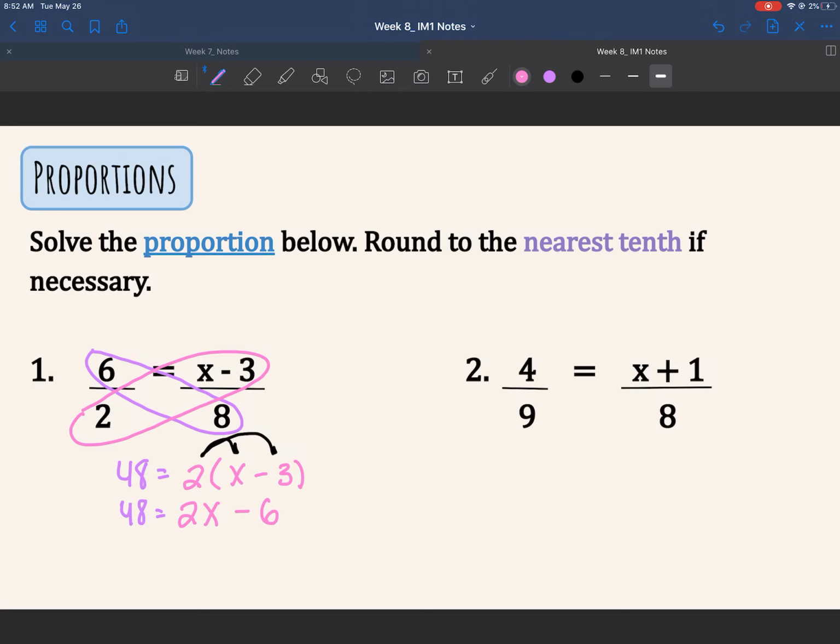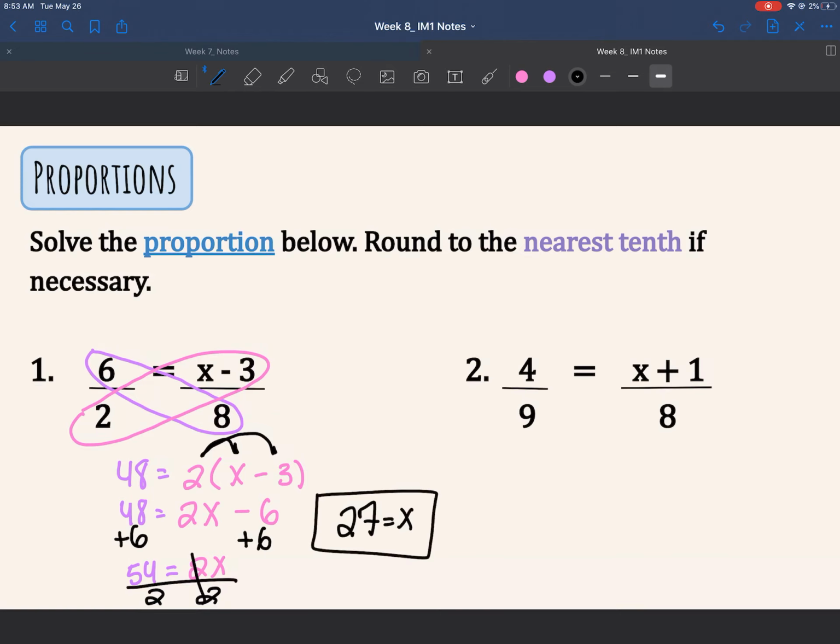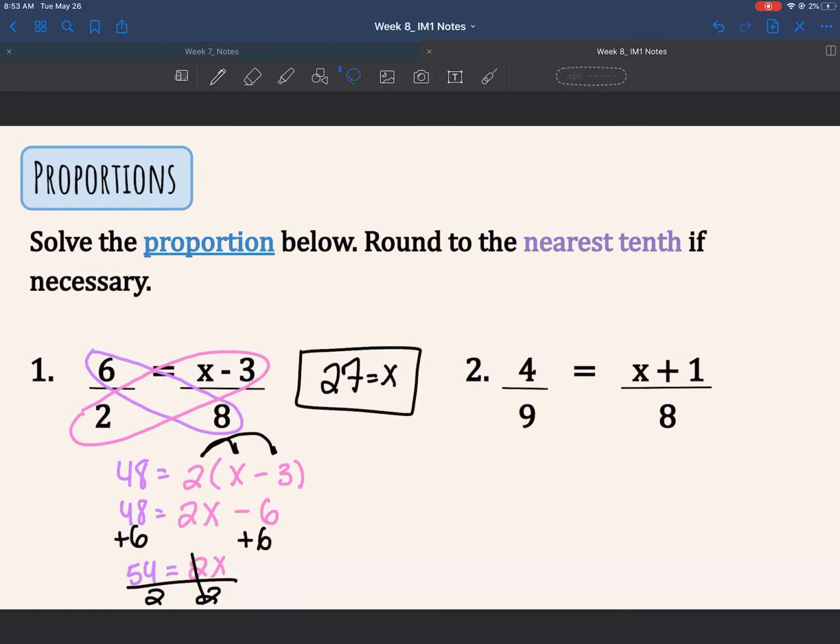And now this is a two-step that we can solve. So I'm going to add 6 to both sides. When I do that, I get 54 is equal to 2x. And then I'm going to divide everything by 2. And 54 divided by 2 gives us 27 is equal to x. And that is our answer. Move it up top here.